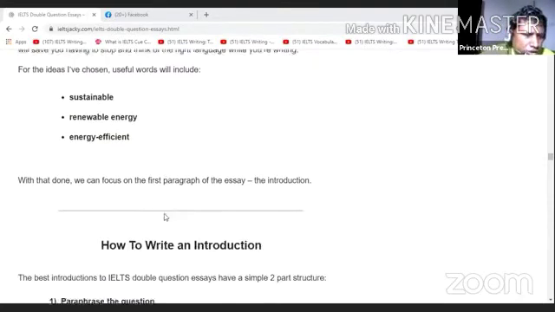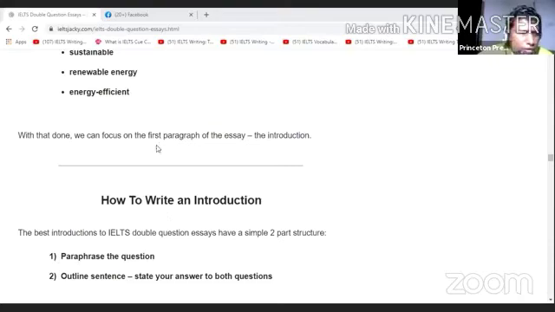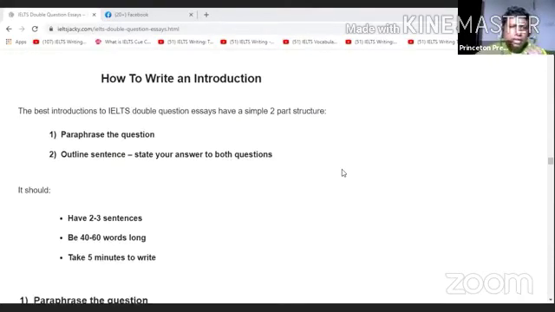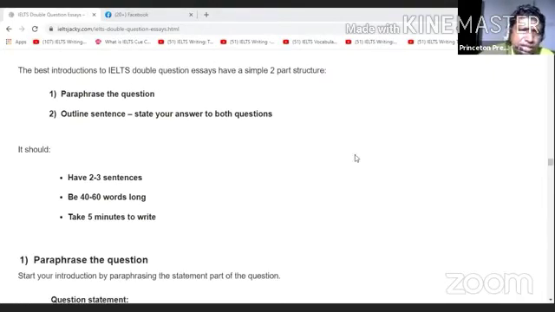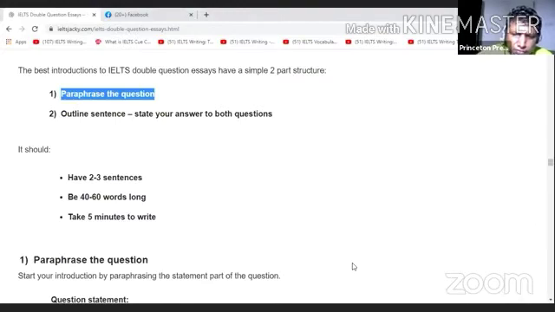Okay, so with that done, now we are moving to writing. Let's move on to how to write an introduction. The best introductions to IELTS double question essays have a simple two parts. Paraphrase the question first, then what? Paraphrase the question.